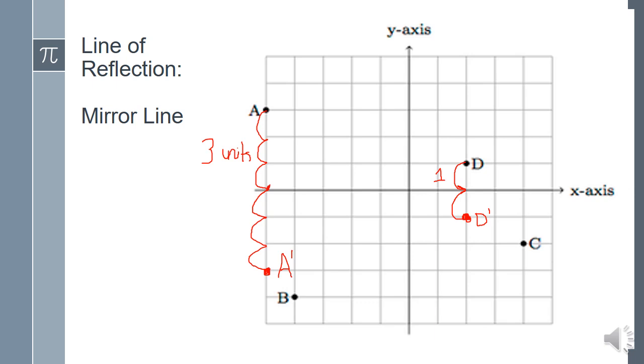This little sign here stands for the word prime, but that's neither here nor there. You'll learn that down the road, but this is just your reflected A. Okay, so you know you did it correctly because there's 3 units down going to your mirror and then 3 units to my new point.